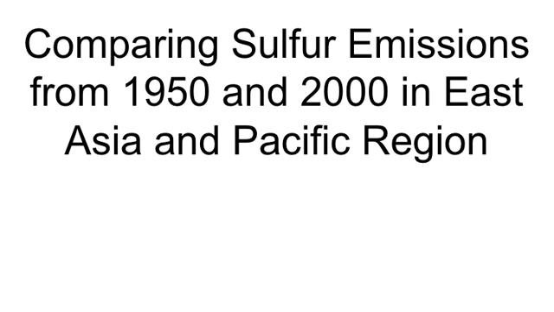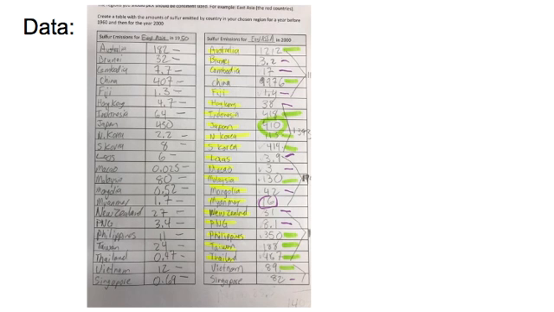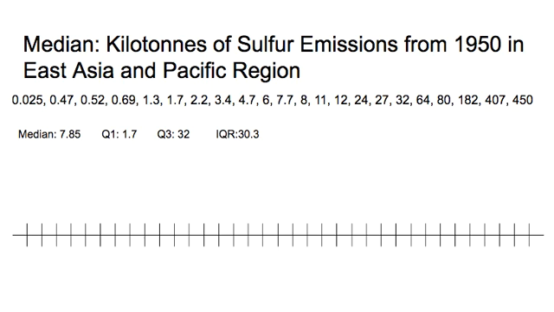So we're still looking at that sulfur emission data from 1950 and 2000 in East Asia, and I'm hoping to make a box and whisker graph out of the data that we collected. In order to do a box and whisker graph, basically you need to know 5 things, okay?